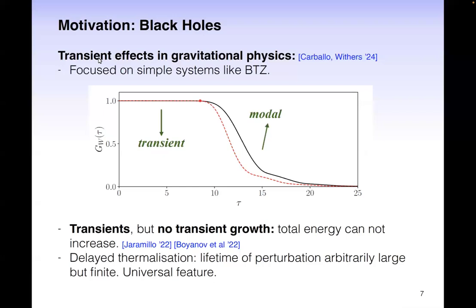So this is the plot that they got, and here we see that at short time scales we see effects that are not modal, which we call transients, and then at later times we have dissipation according to the slowest quasinormal mode. Okay, so in this setup we see transients, but we do not see transient growth. The reason for that is actually quite simple. We only allow energy to flow out of the system. So best case scenario, the energy in the perturbation will either stay constant or it will decrease.